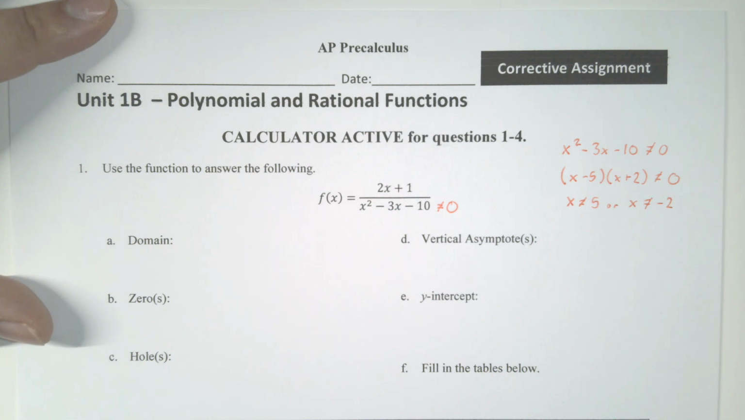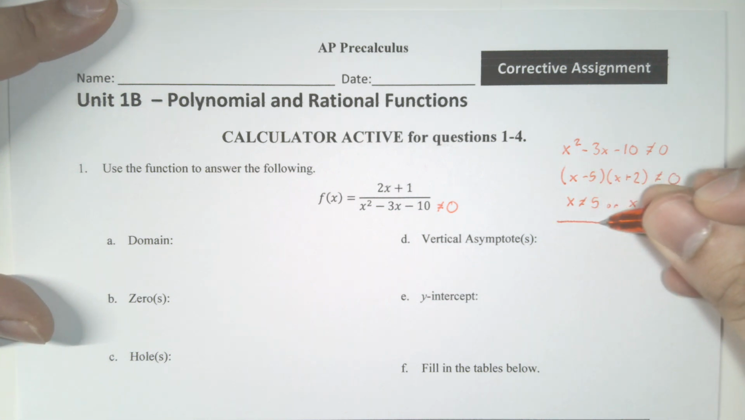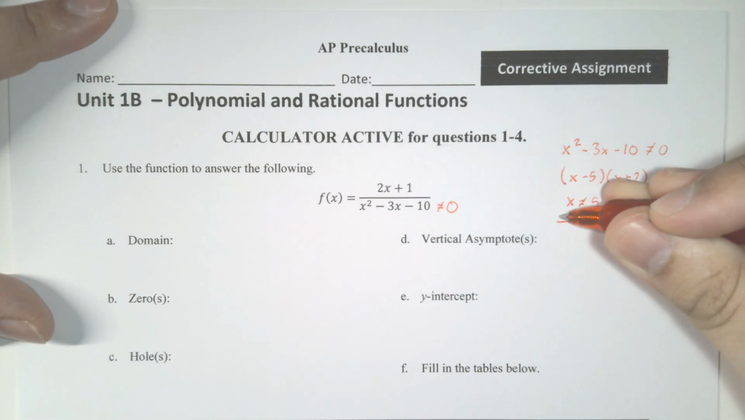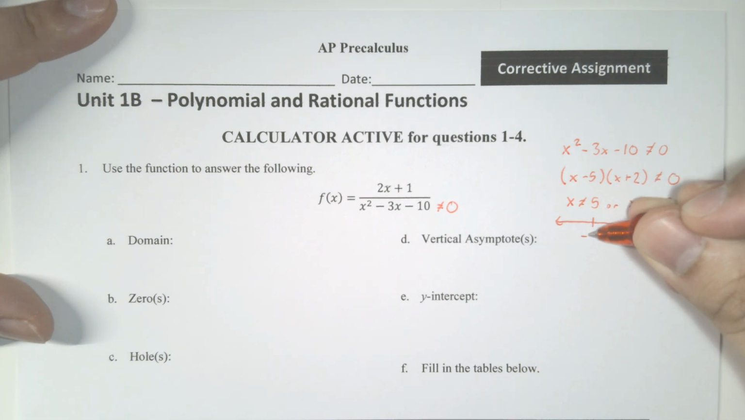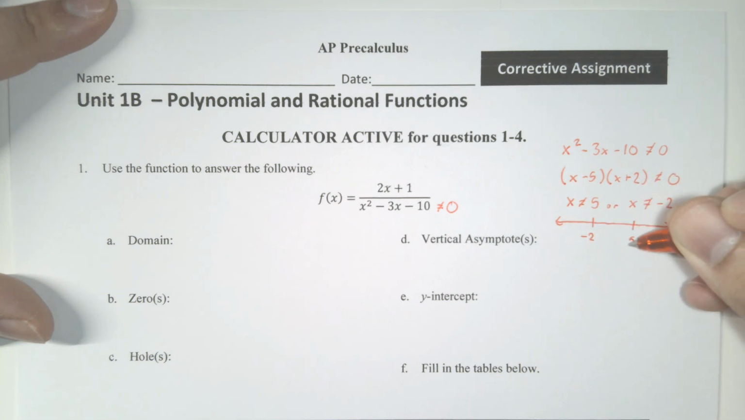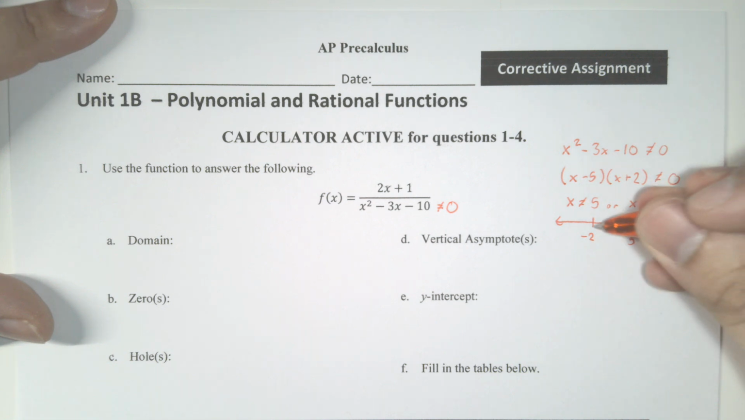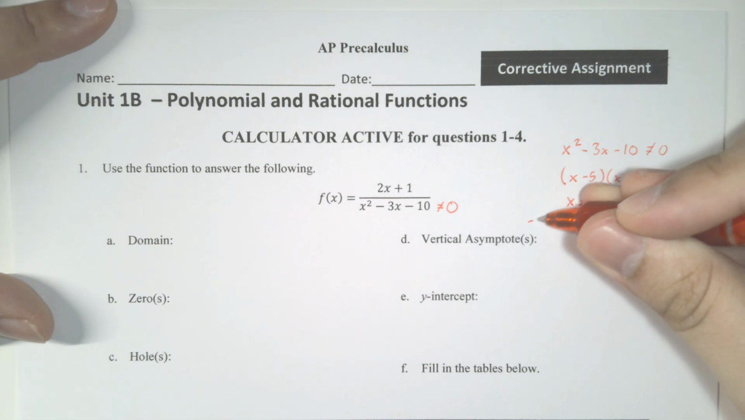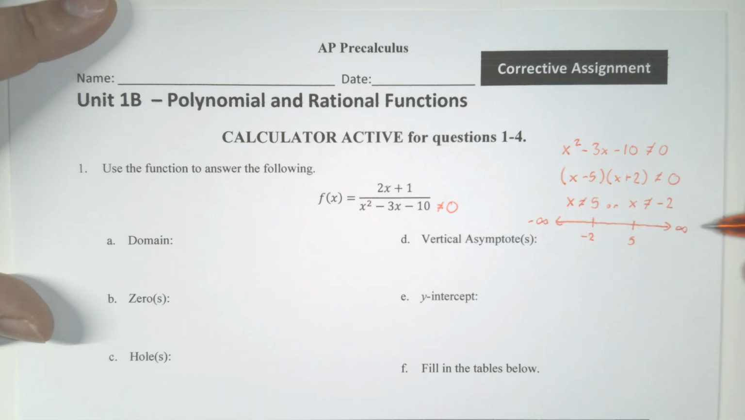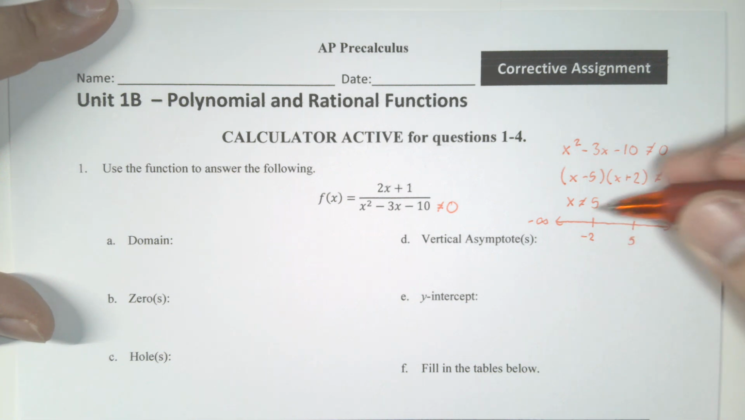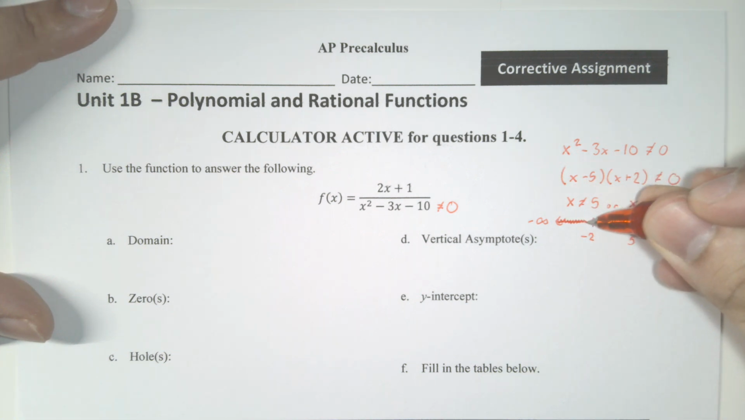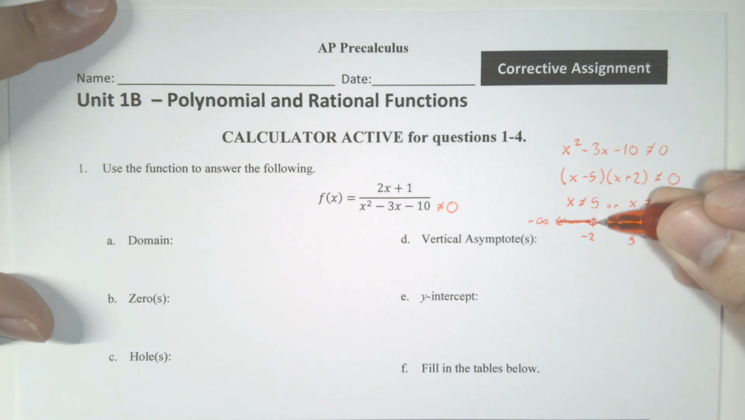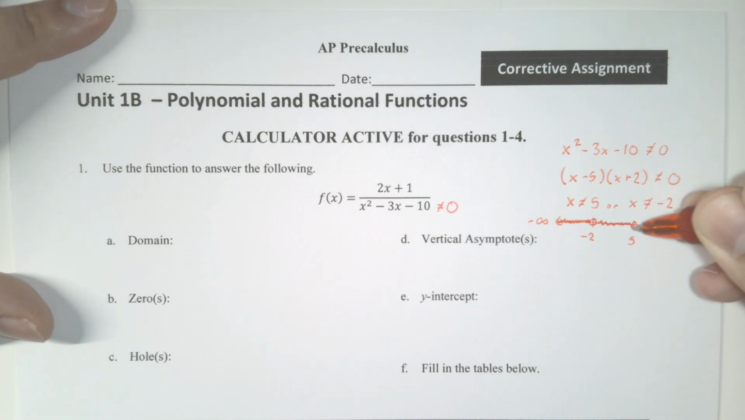And so when we talk about our domain here, we can't have negative 2, we can't have positive 5. Everything else is perfectly fine though, so everywhere from negative infinity to positive infinity, except for negative 2 and 5, is fine. So really the only 2 points that we're excluding are negative 2 and positive 5.